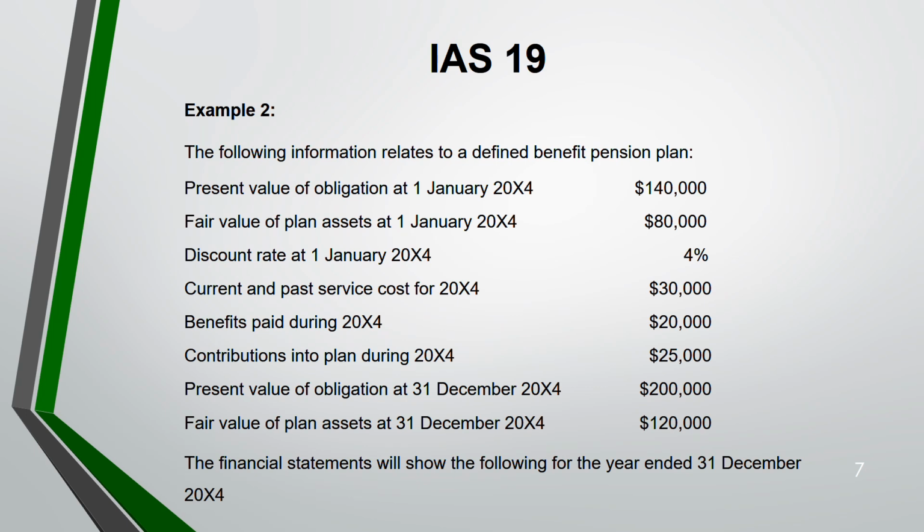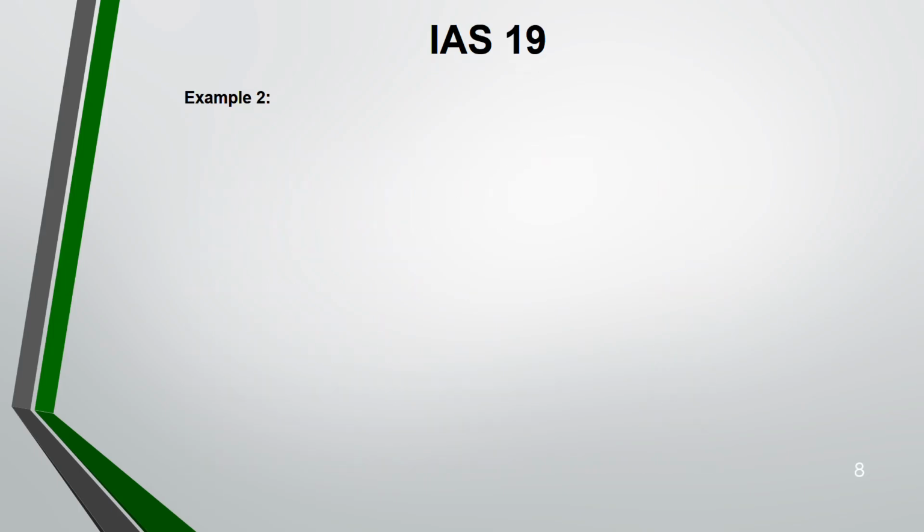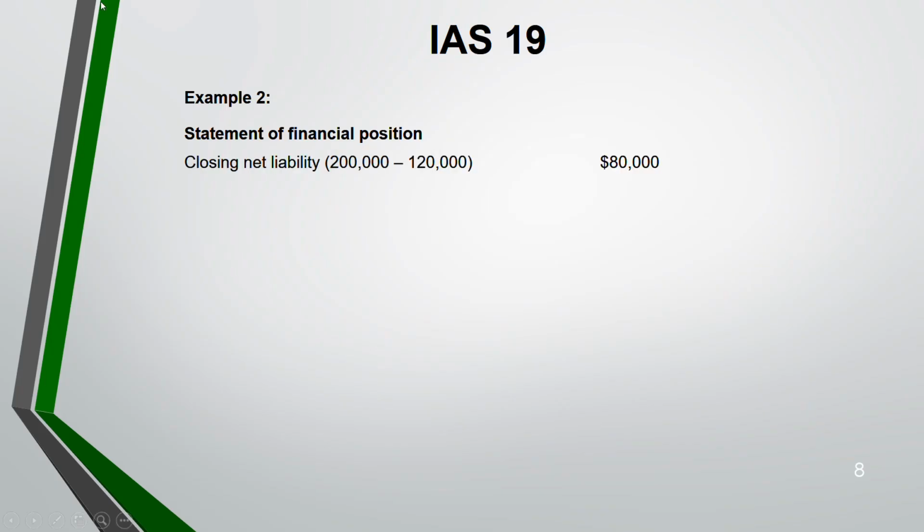Okay. So the financial statements will show the following for the year ended 31st December 2004. Let us go. So this is your solution. This is how it will look. Remember, in your exam, you will not be told to draw up the entire statement of financial position or profit and loss, only the extracts. So, statement of financial position. First, let us find out. You have to first find out asset or liability. How do you do that?